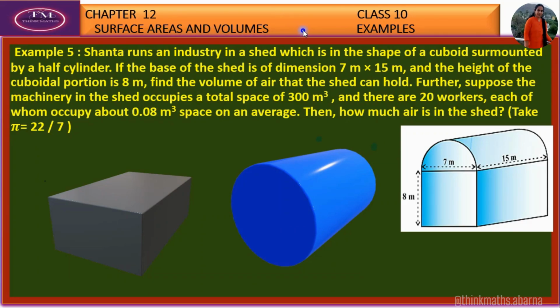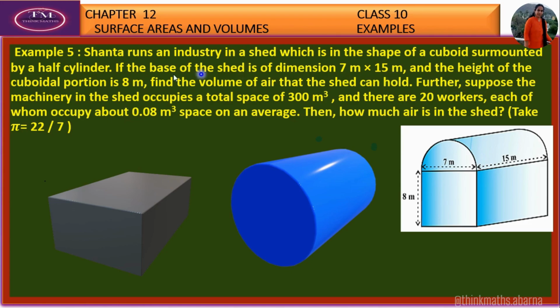In this session, we are going to discuss example problems 5, 6 and 7 based on volume of combination of solids. So example 5: Shanta runs an industry in a shed which is in the shape of a cuboid surmounted by a half cylinder. If the base of the shed is of dimension 7 meter into 15 meter and the height of the cuboidal portion is 8 meter, find the volume of air that the shed can hold.